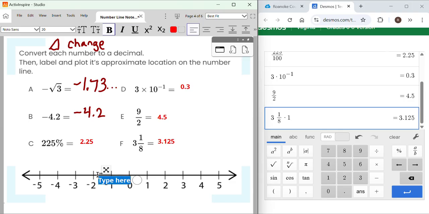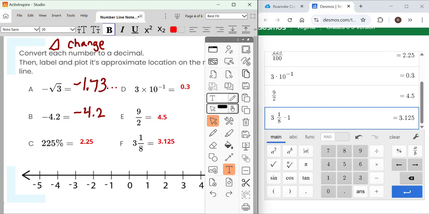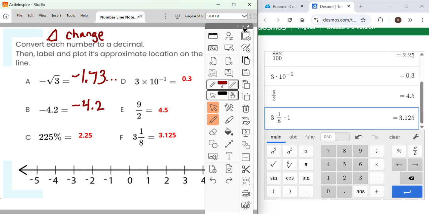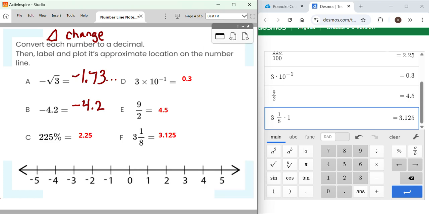So I would say right here, nope, it's definitely not going to let me go back to the stylus. Let me see if I can make it work here. All right, I think I got it now. So negative 1.73 would be just about there. And that would be A. Negative 1.73. Now let's take a look at B.